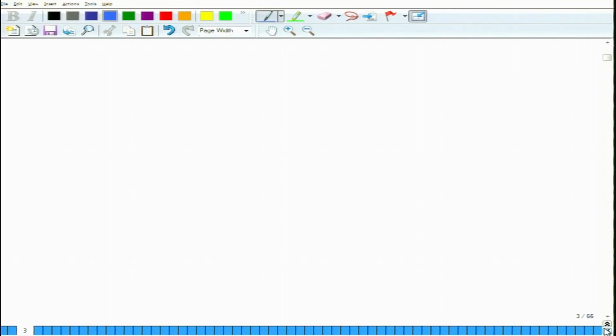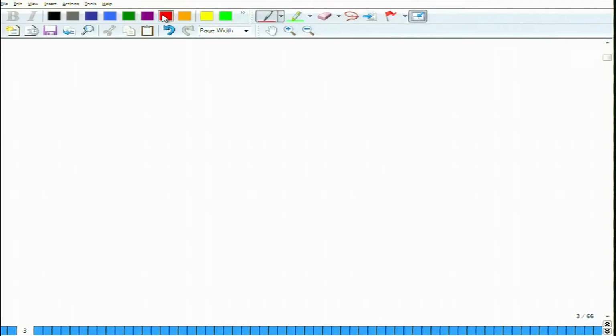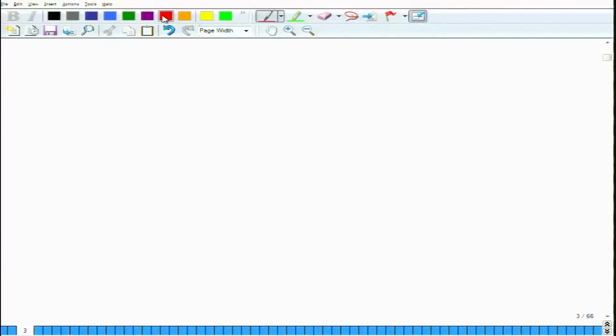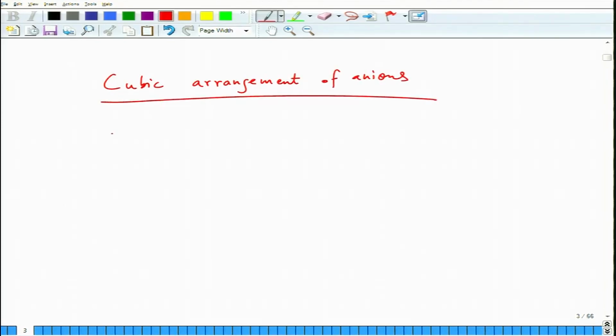Okay. So, now let's move on to the next structure. These are the structures which were based on FCC packing of anions. There are certain structures which look as if there is a BCC or FCC packing of anions, but if you look at the lattice carefully, it is just a simple cubic lattice. So, in this category, let's categorize as cubic arrangement of anions.